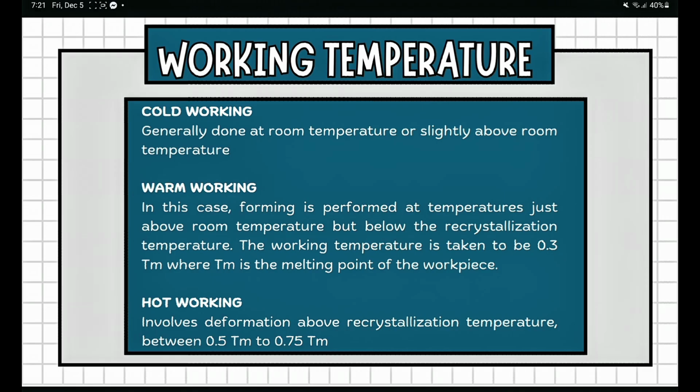As you can see, guys, there are values na makita ninyo sa PPT, which are the 0.3, 0.5 to 0.75. So kanina mga value will help us identify whether the working temperature of the metal is warm working or hot working.